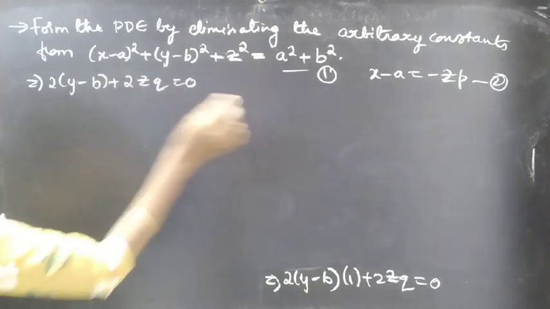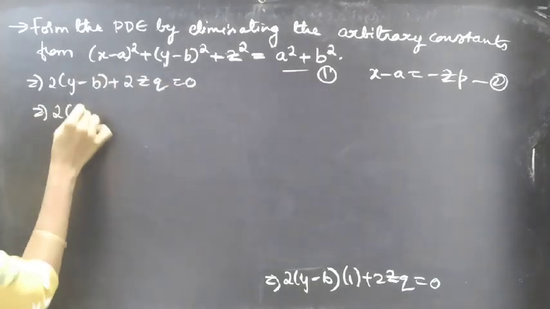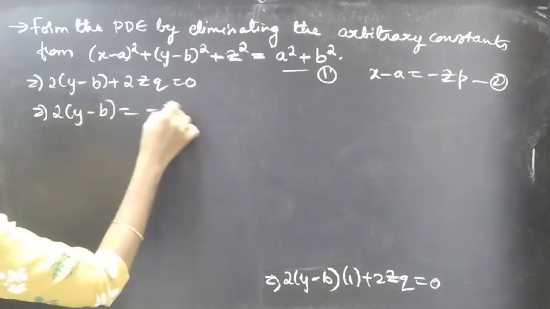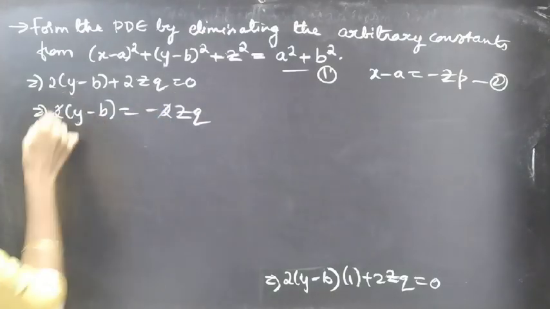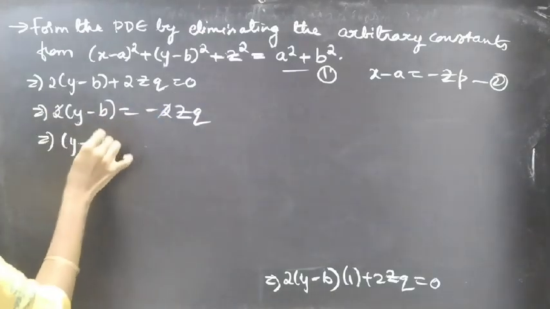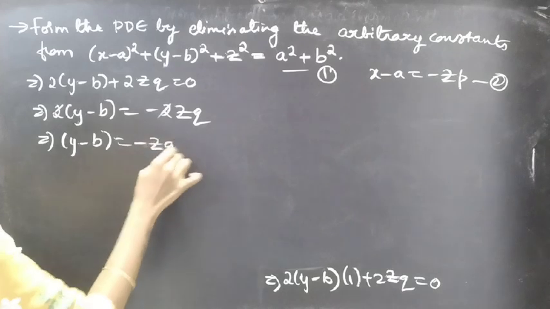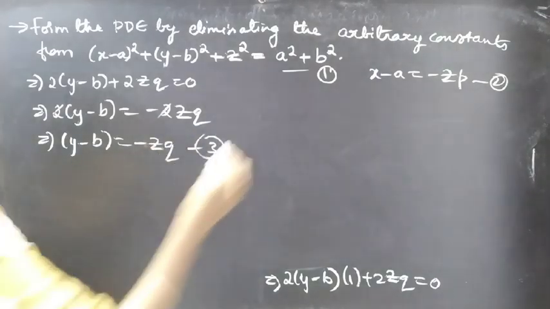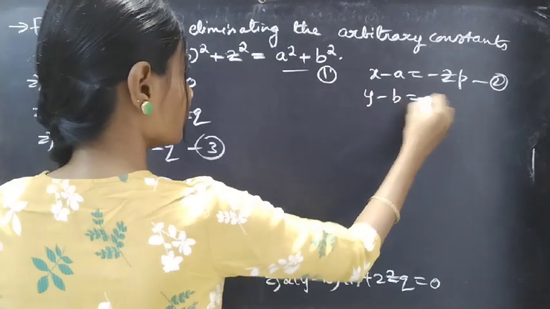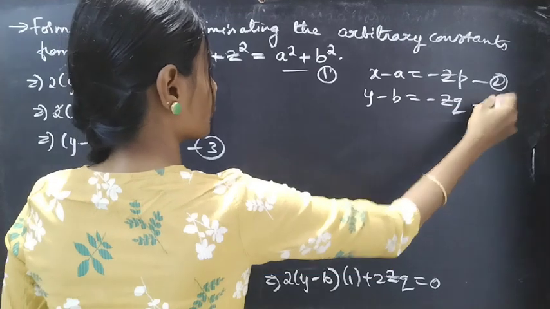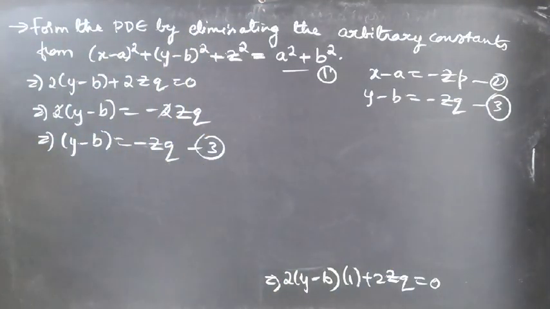Now take this second term to the RHS. We'll get 2(y minus b) equal to minus 2zq. Cancel 2. Then we'll get y minus b equal to minus zq. Consider it as equation 3. Now observe 1, 2 and 3.